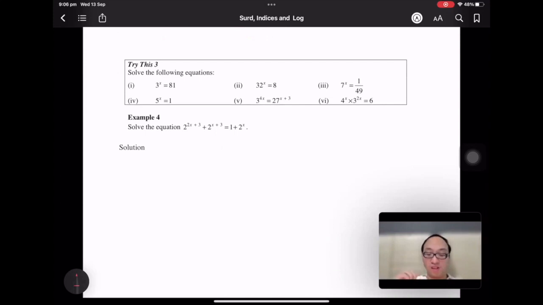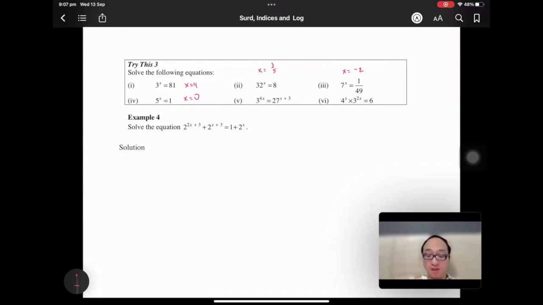Try this again for your practice, and you can check it. The first one is x equals 4. The second one is x equals 3 over 5. The third one is x equals negative 2. This one is x equals 0. Don't forget the rules.